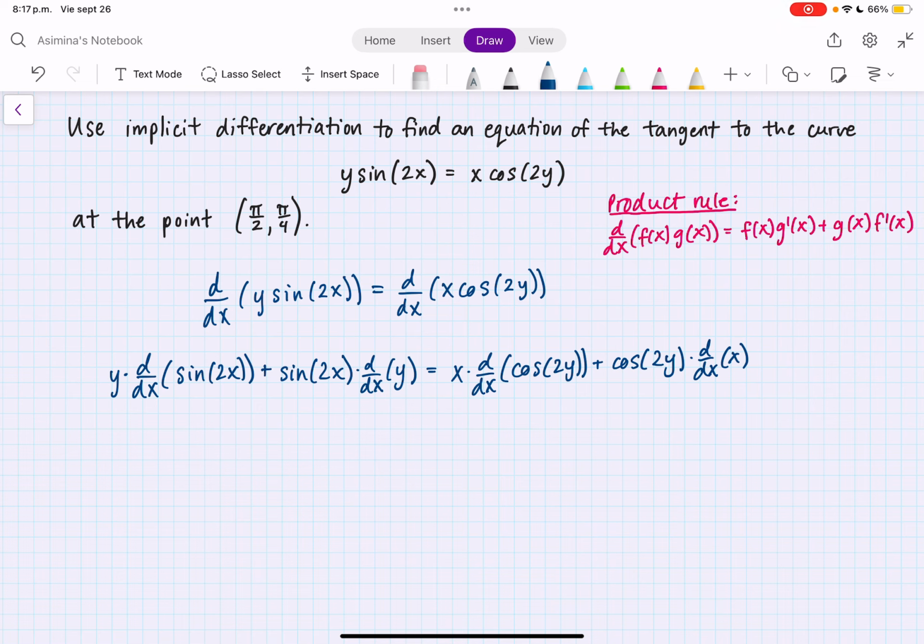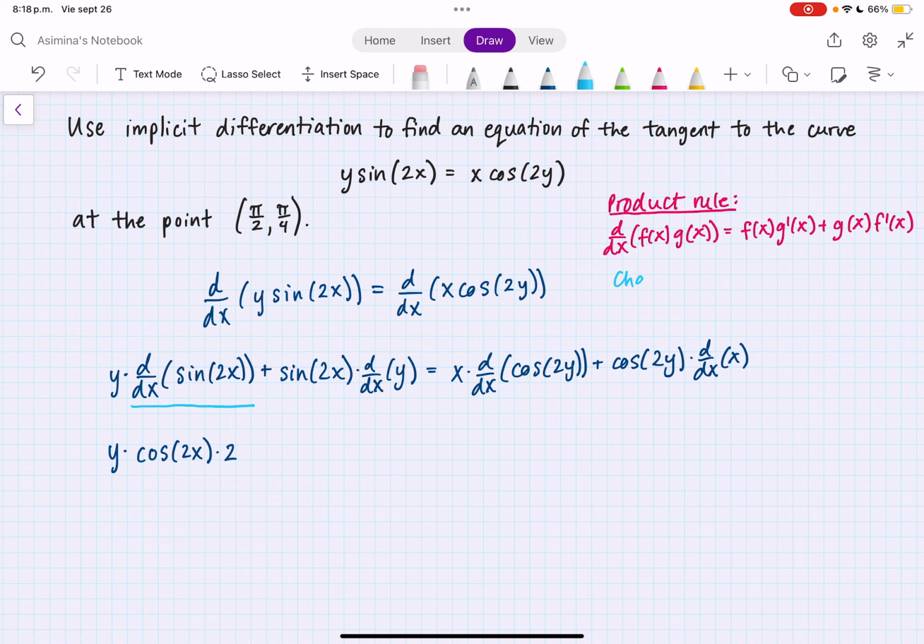So we have y times d dx of sine of 2x. So this is y times, well, the derivative of sine is cosine. So this is going to be cosine of 2x times 2. Now what are we really doing here? We're using the chain rule.